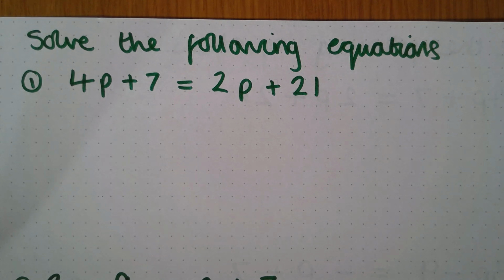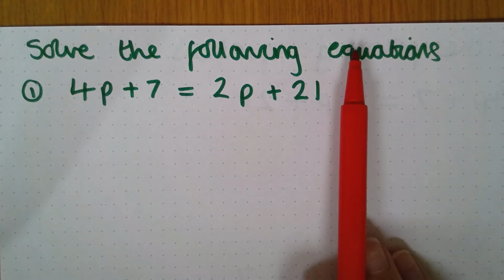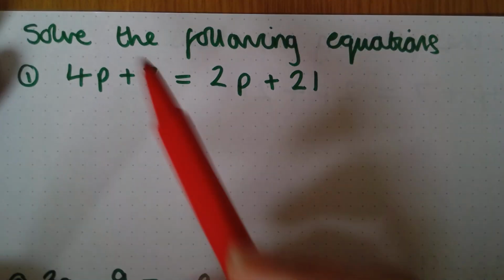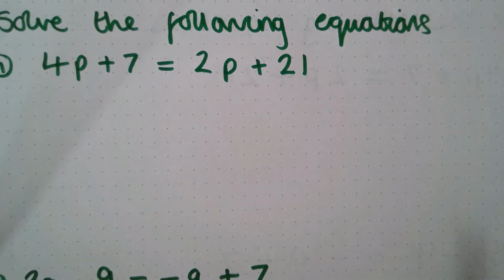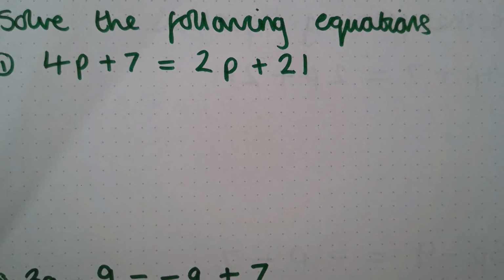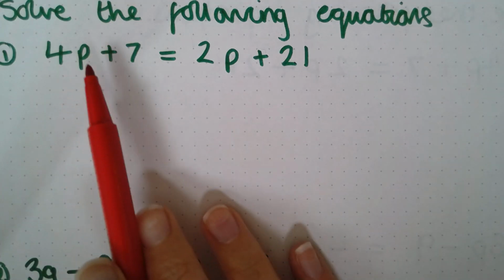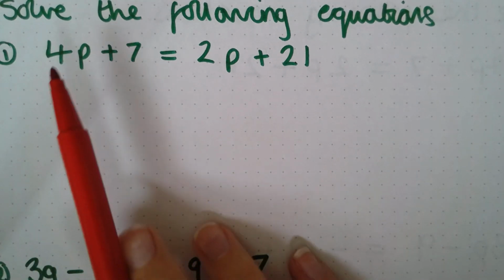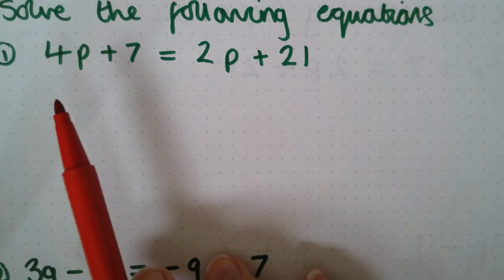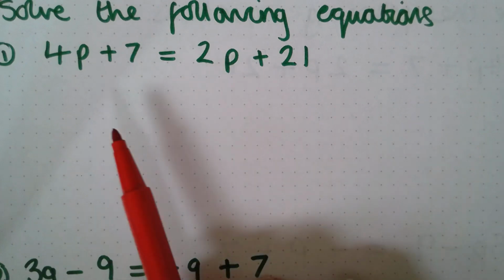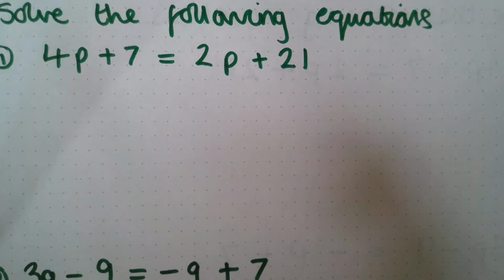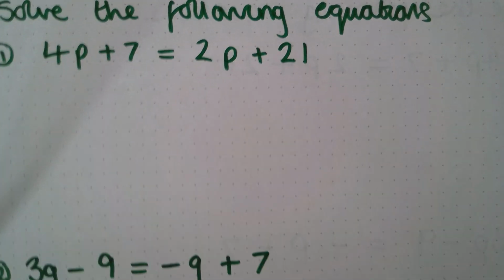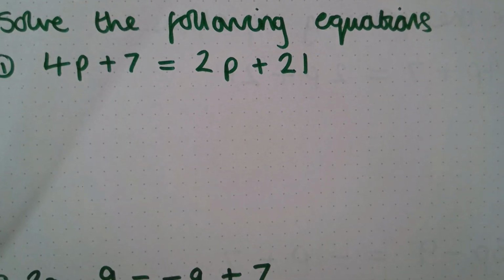So this video is about solving equations, but this time we've got the letter, or the unknown, on both sides of the equation. It doesn't always have to say solve. Sometimes it could say find the value of p. Sometimes it could just say solve. Sometimes it could say solve the equation, solve to find p, or just find p. There's loads of different ways they could ask you to do this, but they all mean the same thing.